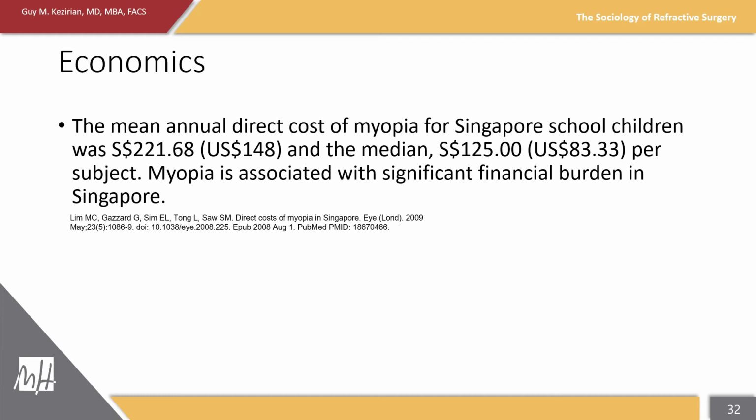The economics of myopia and of treating myopia in children are significant. The mean annual cost of myopia glasses, for example, in Singapore school children was $221 Singapore, or $148 US per subject. And myopia is associated with a significant financial burden. This definitely plays a role around the world. The cost of glasses, the cost of treating myopia is high, and it speaks for public health measures to support children to have glasses during their school years.